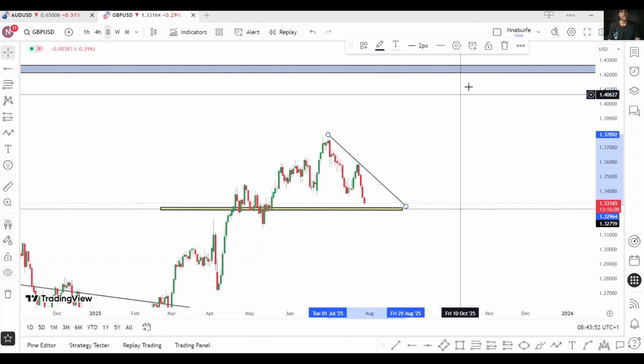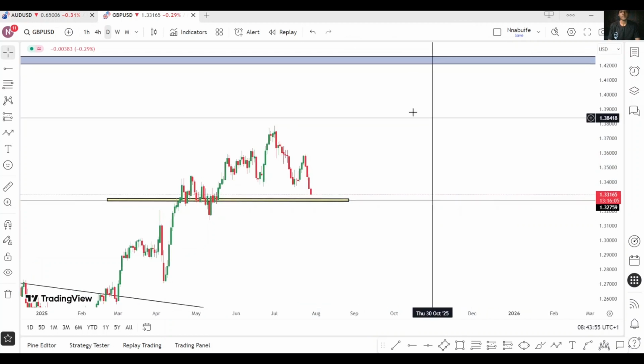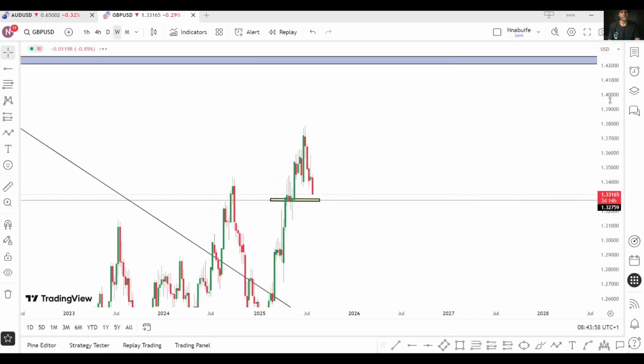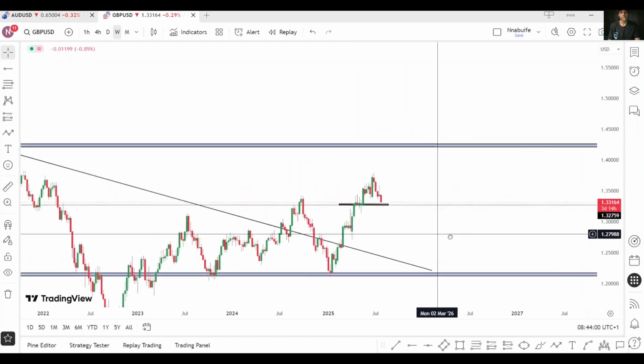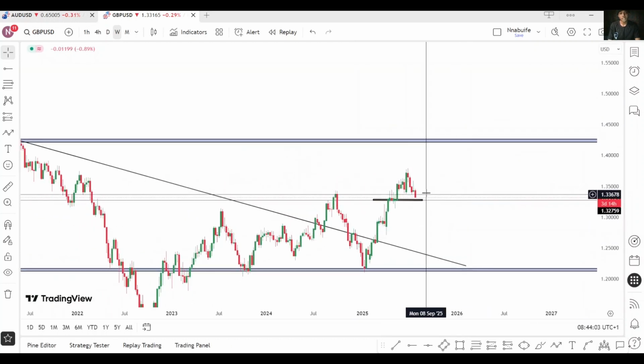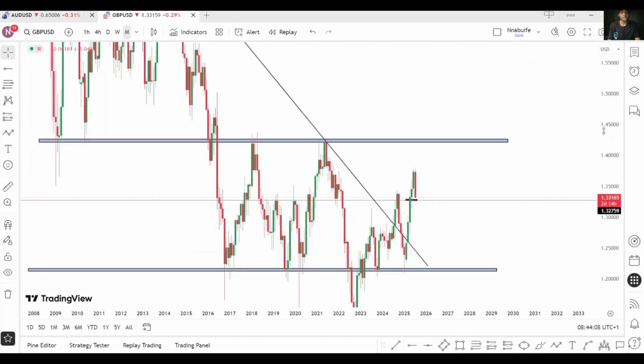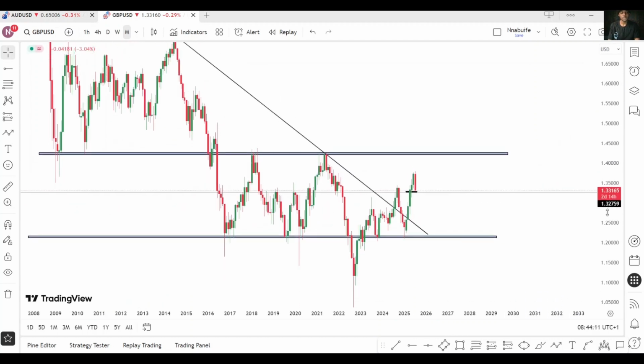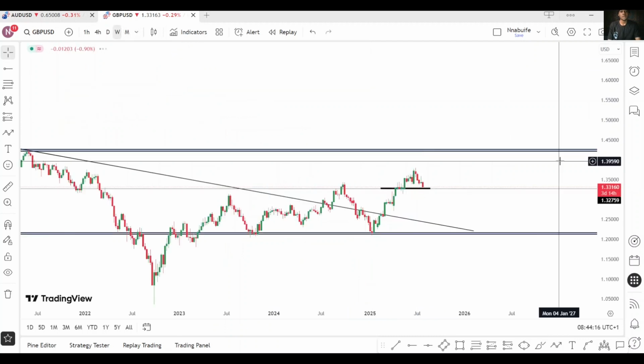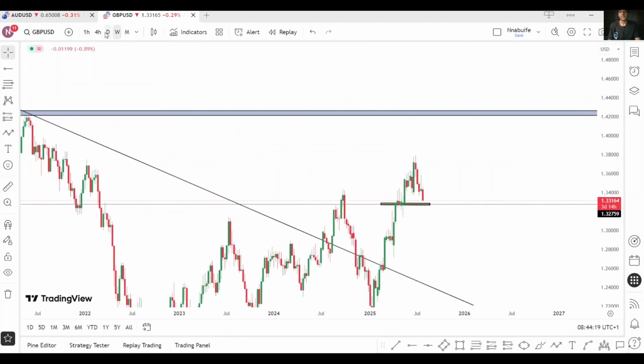GBP USD is actually following our plan for entrance, so we will stick to it. You can see we are bullish. Once we clear here, next level target is here, and then to the upside. So that is that for GBP USD. There's nothing much to say on GBP USD. That is that for this pair.